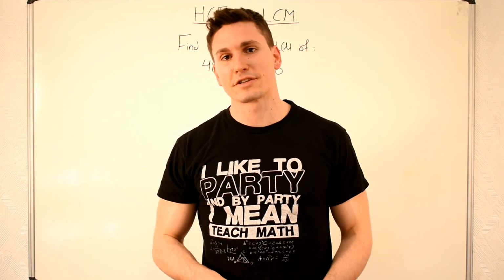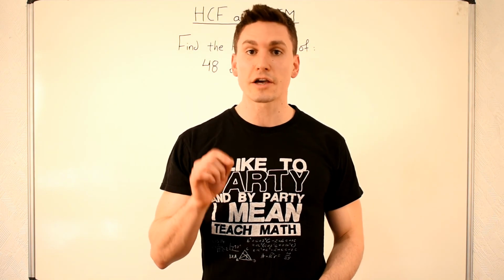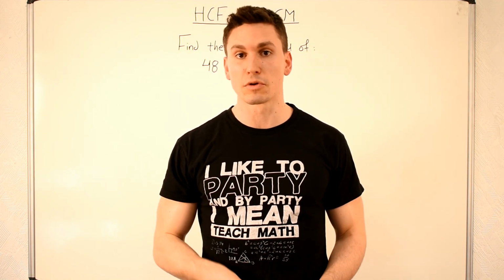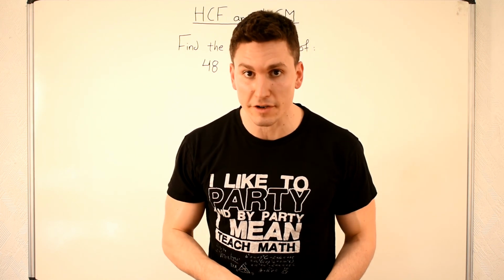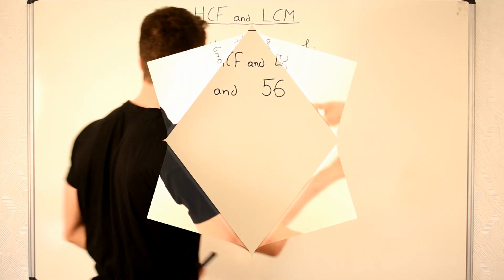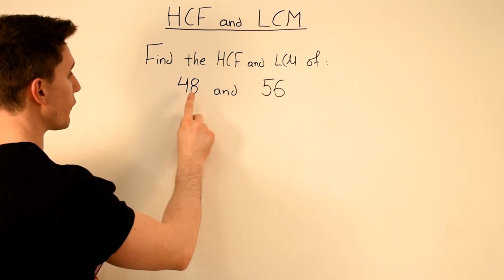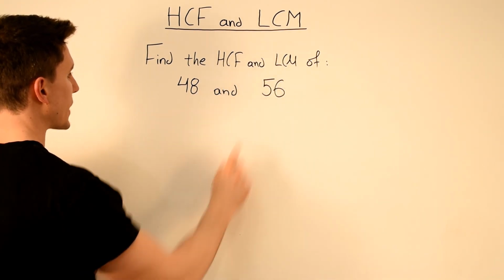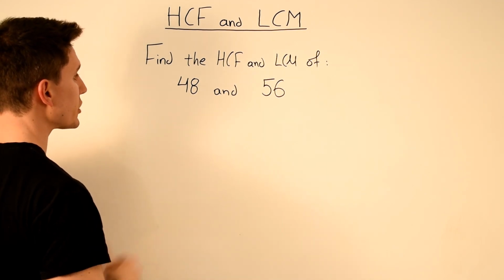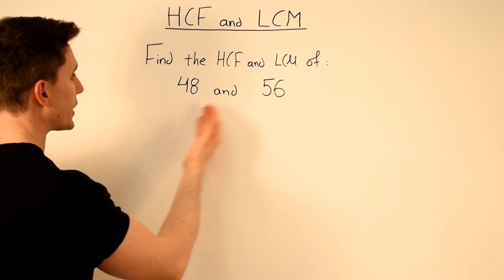Welcome to Philotimaths. In this video we're going to see how to find the highest common factor and the lowest common multiple of two numbers using the Venn diagram method. Let's have a look at an example. In this example we have been asked to find the highest common factor and the lowest common multiple of 48 and 56. The first thing we need to do is draw a tree diagram for the factors of 48 and 56.